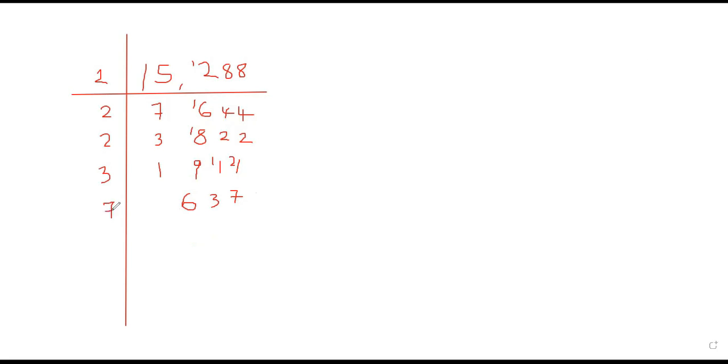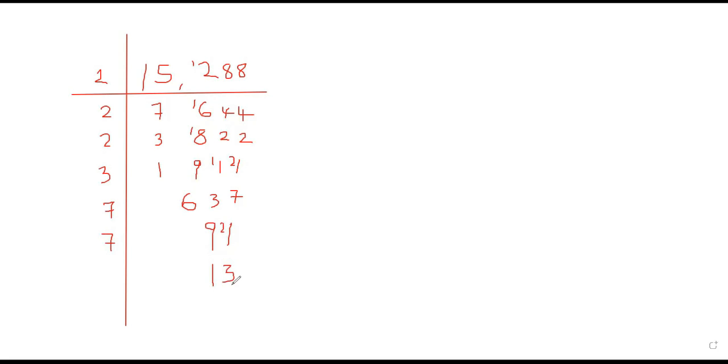Now let's try 7. 7 in 63 is 9. 7 times 9, 63. And 7 times 1 is 7, so 7 into 7 is 1. So 7 is a factor of 637. And then let me try 7 again. Let's see if 7 will divide 91. So 7 in 9, that's 1. Remainder 2. So 7 in 21, that is 3.